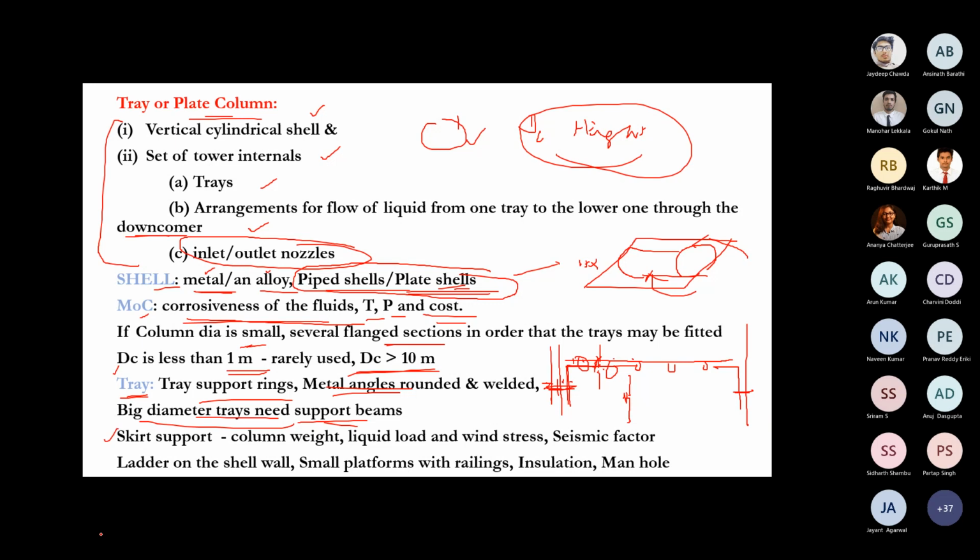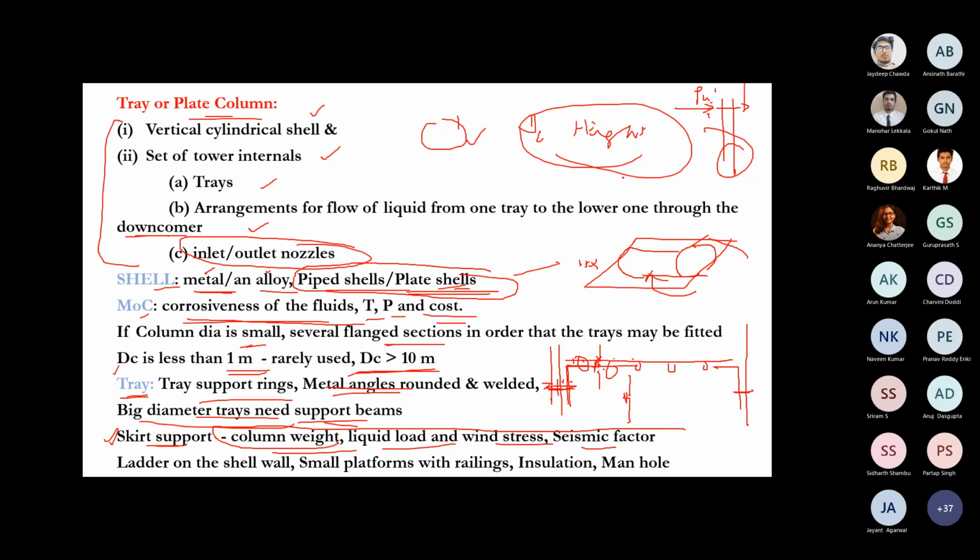Then another component is the skirt support, as I said. The column weight, liquid load, wind stress and seismic factor, everything has to be considered when you design a support. Column weight means the dead weight of the empty column. Then with liquid, you have to check the weight. Sometimes with very tall columns, if this is the wind, you might have studied drag, rho u square by 2. You have to make a suitable calculation to account for this, because it will create a bending moment at the bottom.